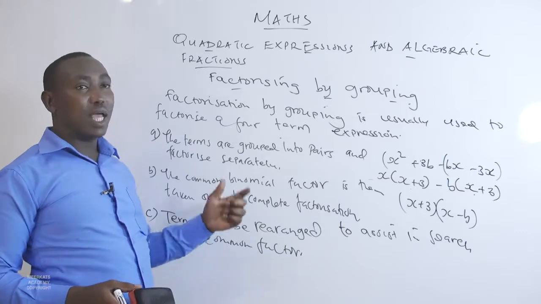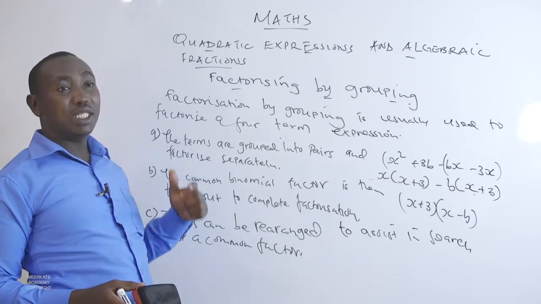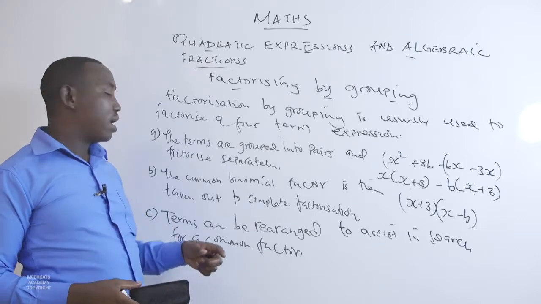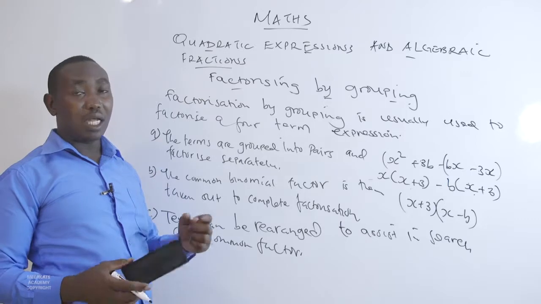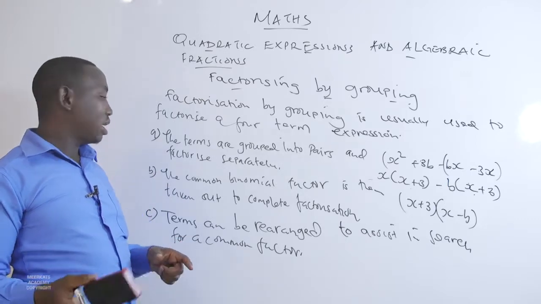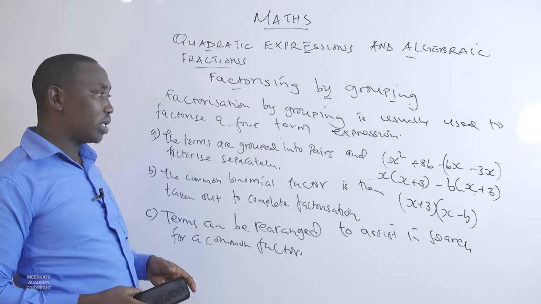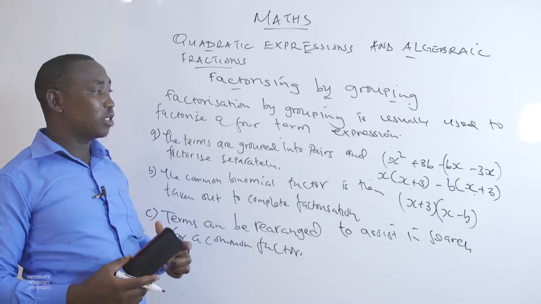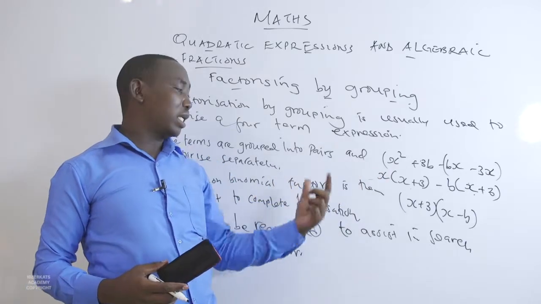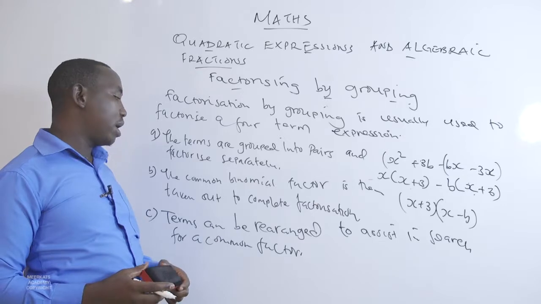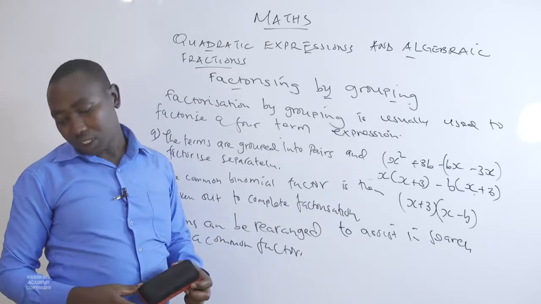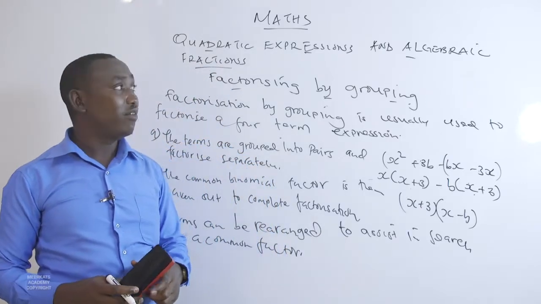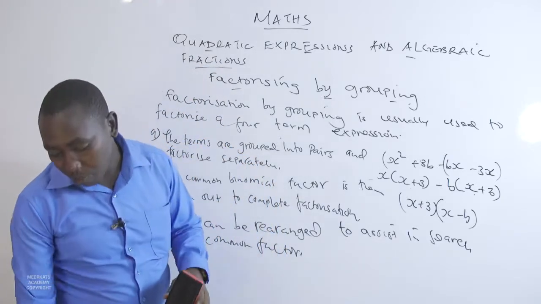Number 1, we have said that you group the terms into pairs and then factorize them separately. Then you take the common binomial factor out and complete the factorization process. Then we are saying you can always rearrange the terms inside your expression for easier search of the common factor. We now want to consider a number of examples on how we can solve or factorize by simply grouping.